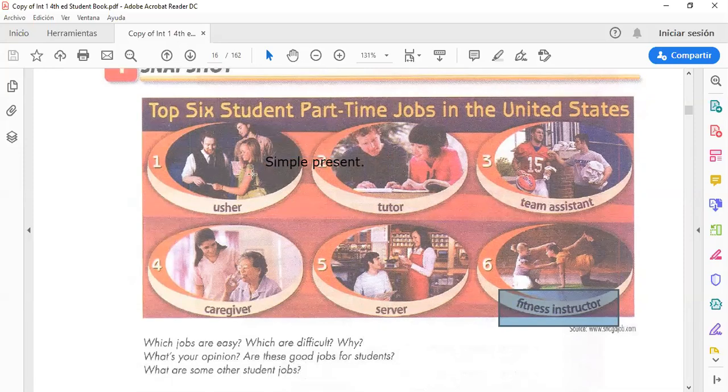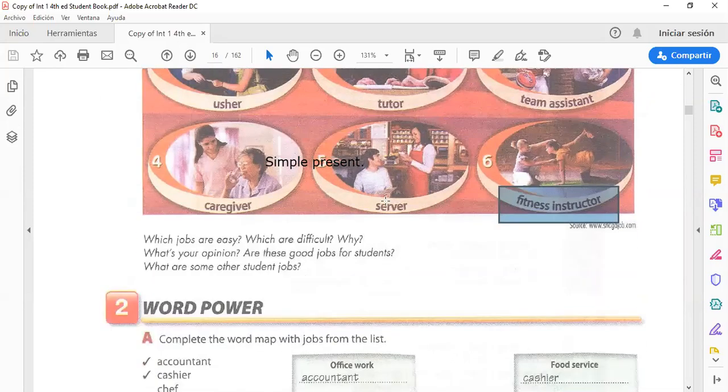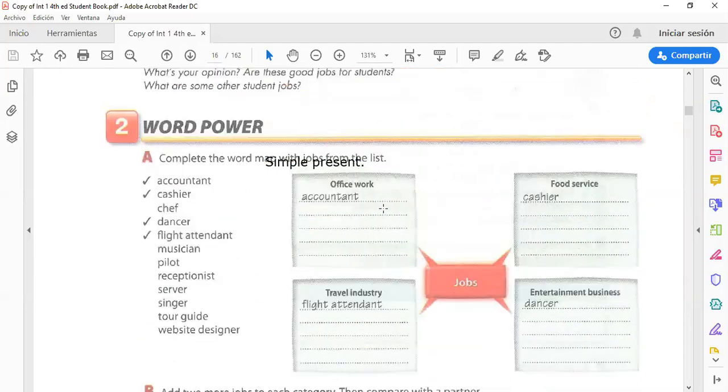Now, if you want to know what an usher does, Google it up, and I can tell you as well. So guys, these are occupations and professions that you should look for on Google, okay? You can do that on Google. Google gives you everything. Go to Google Images, and you will find that.